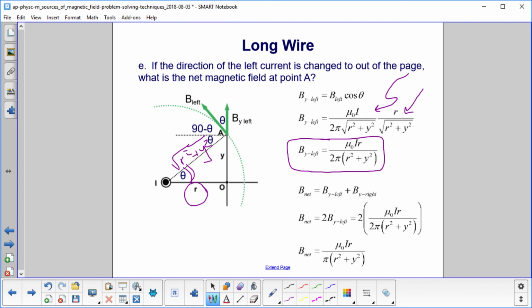Now B net will equal B y left plus B y right. So we just have to double this right here, multiply that by 2, and here is our B net, and it's in the y direction.